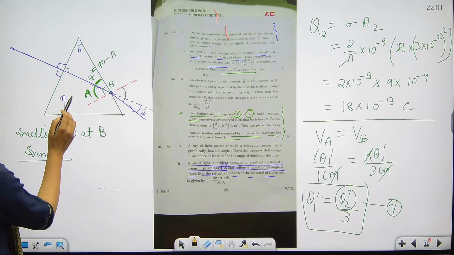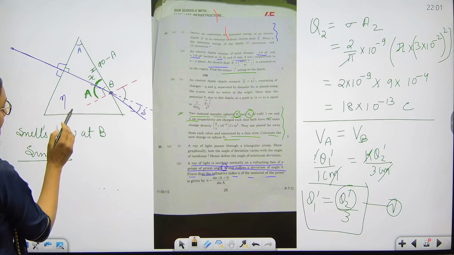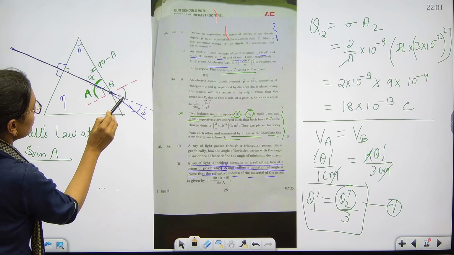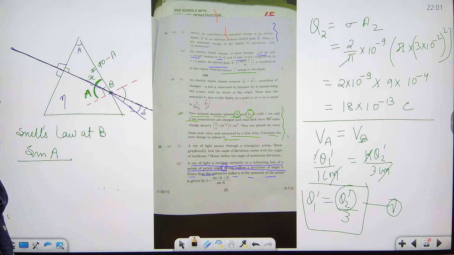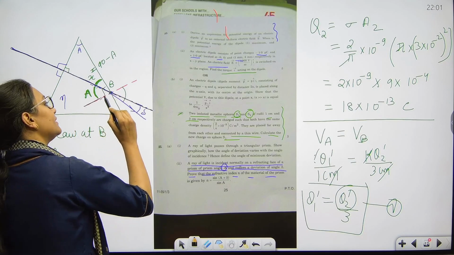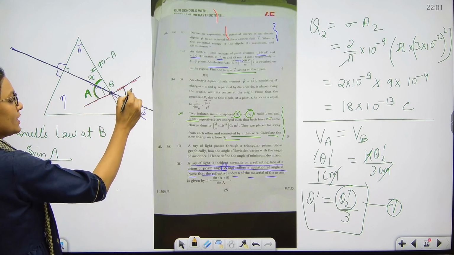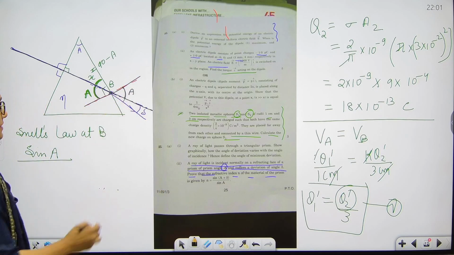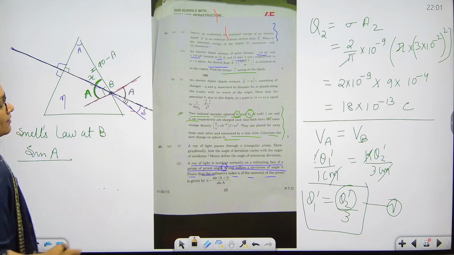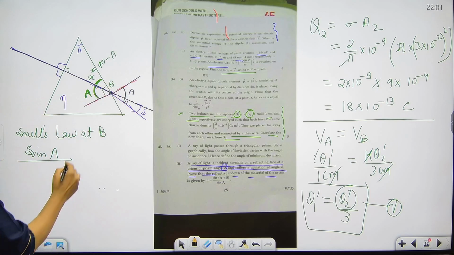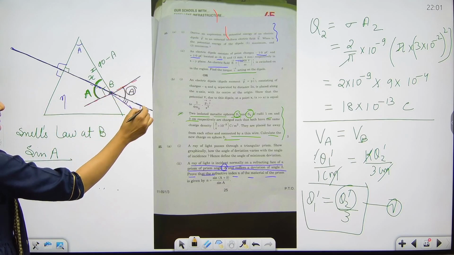Just see this line. This is the original line, na? This is one line, this is another line. This angle was A. It means this angle will also be A. Plus this angle will give me the total angle of refraction from normal. The total angle of refraction will be A plus delta.